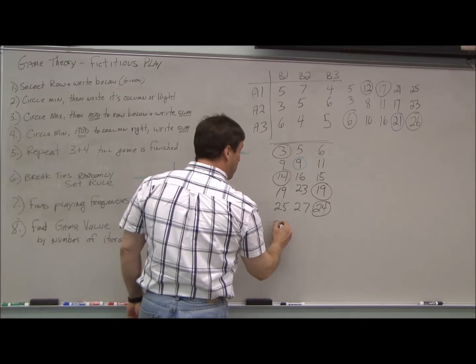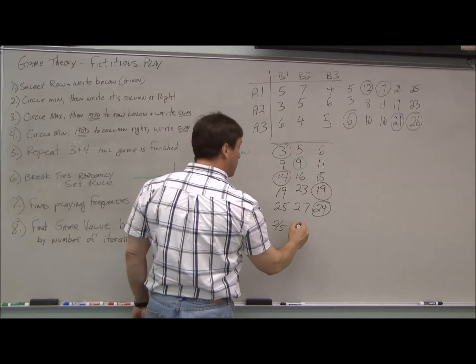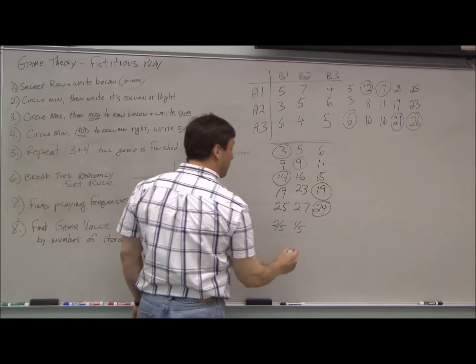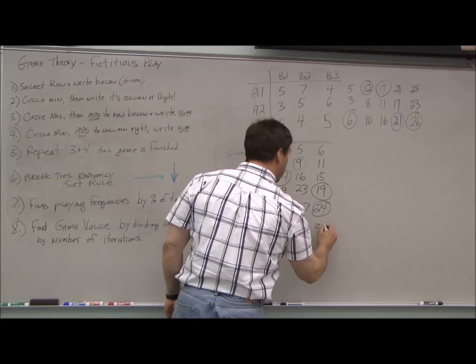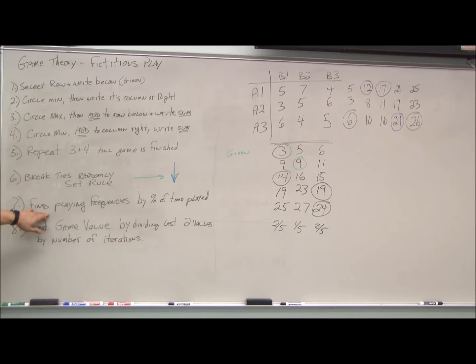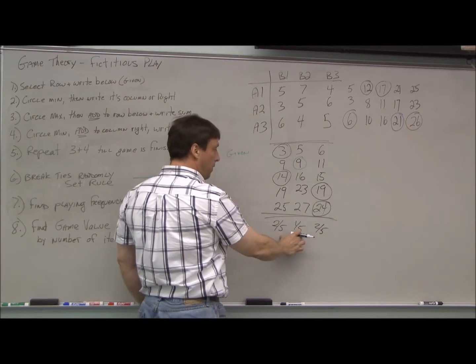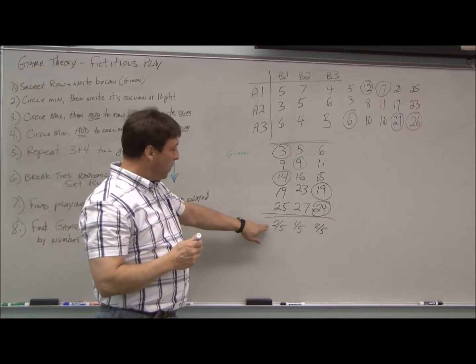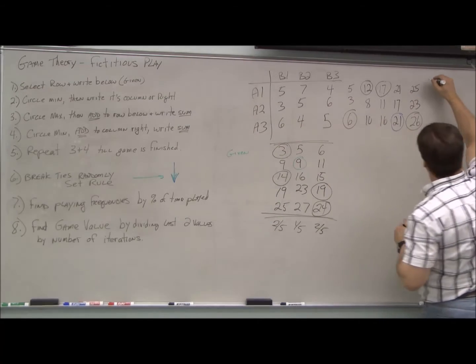So B1 should be played 2/5 of the time. B2 should be played 1/5 of the time. And B3 should be played 2/5 of the time. And that's what's meant by number 7 here. Find playing frequencies by the percent of time played. So, through 5 iterations, we played this one 2 times, or 2/5, 1/5, 2/5.